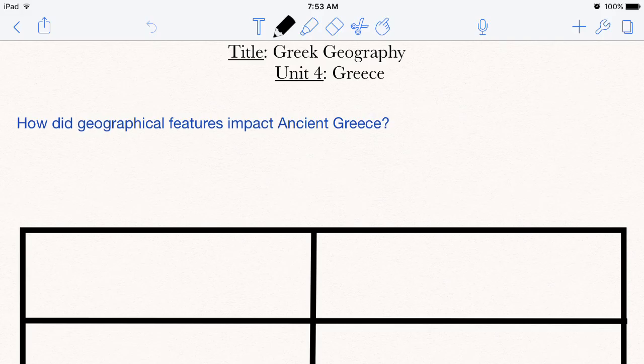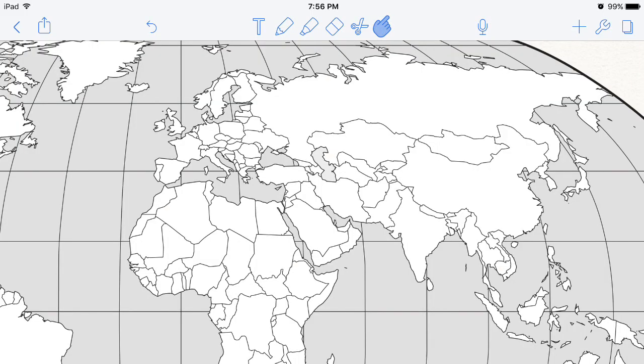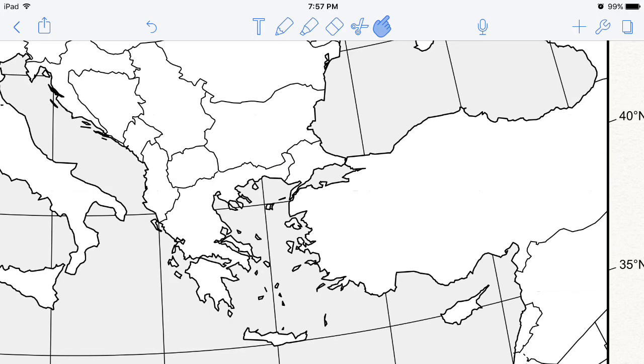Before we actually make our how geography impacted the region chart, let's figure out what area of the world we are talking about. So, if we go down to this map, we can see that Greece and its colonies were about right here. Greece was surrounded by this big, scary, or not so scary, depending on your perspective, thing called the Persian Empire. That is in yellow. Keep that in mind as we move forward because the Persian Empire is going to be relevant later in the unit. Okay, that being said, let's talk about geographical features and their impact.